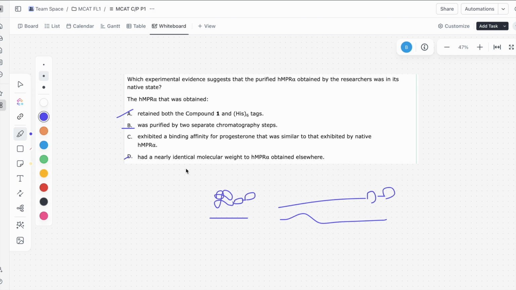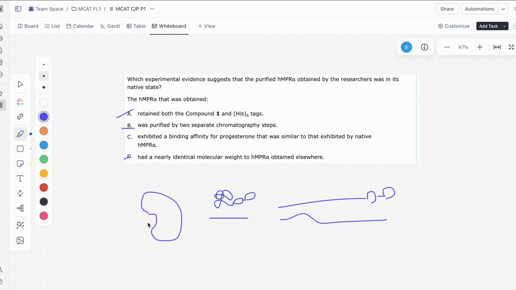Finally, it says C, exhibited a binding affinity for progesterone that was similar to that exhibited by native HMPR alpha. All right, guys, remember the binding of these proteins. When a protein binds another substrate, that binding depends on the binding pocket, the shape of that binding pocket, right? So let's draw a protein. If I want to bind something in this pocket, this protein has to be completely folded. If it's denatured or misfolded, it's not going to bind that substrate as efficiently or at all.